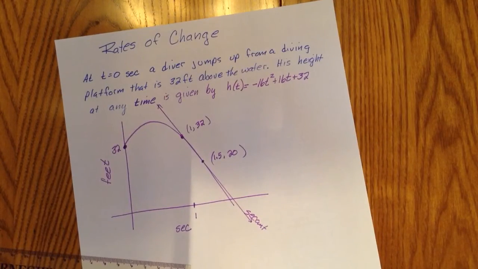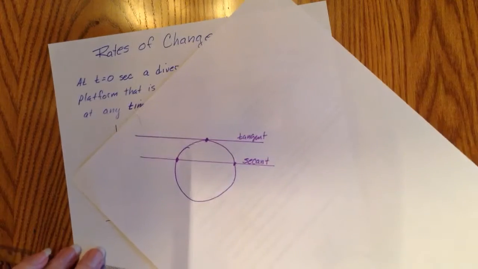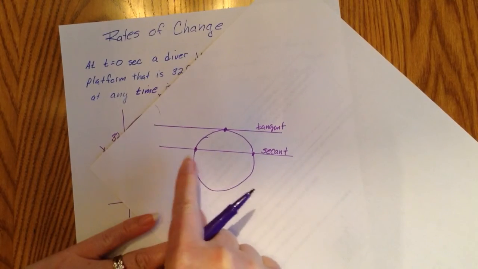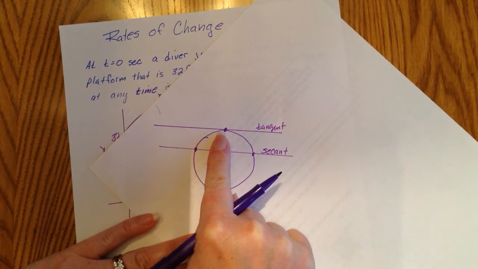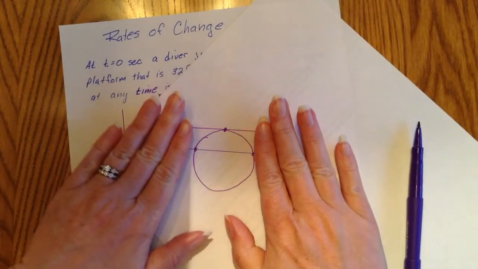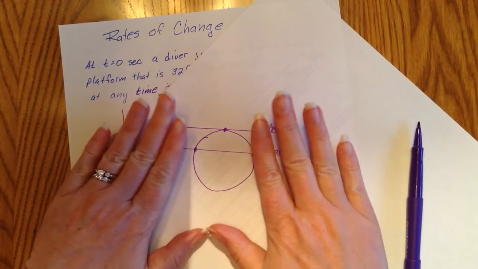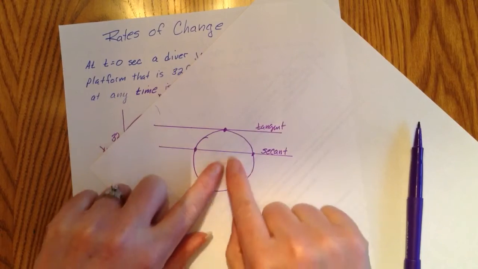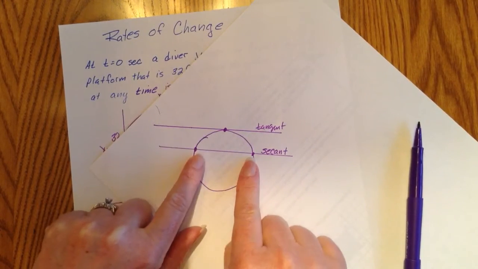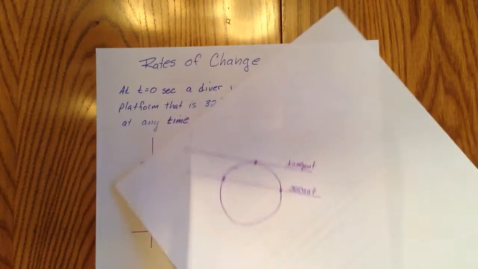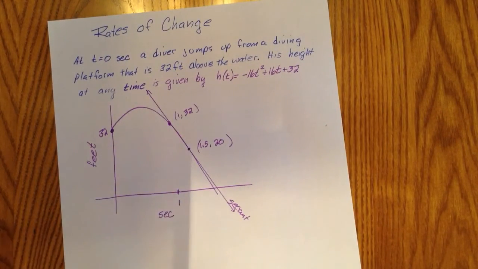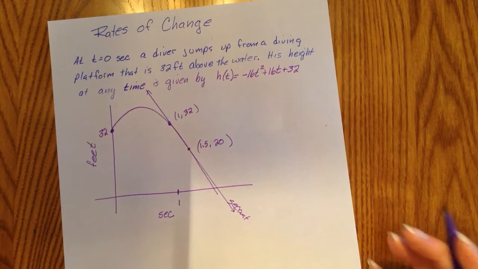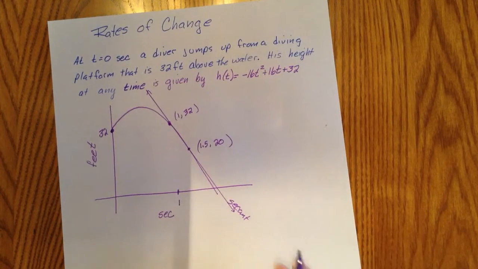Well, think back with me real quickly to circles. A secant line was a line that intersected the circle at 2 points, while a tangent line intersected only at 1 point. You also might recall that if you cut this line into a line segment, it became a chord, but it's called a secant line. So I have intersected my curve here at 2 points. What does this mean in the context of our little story?